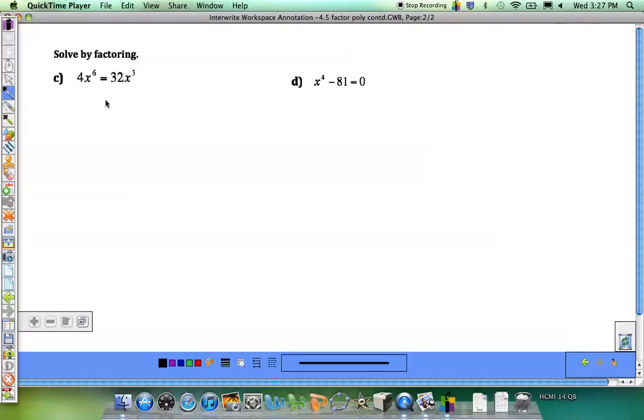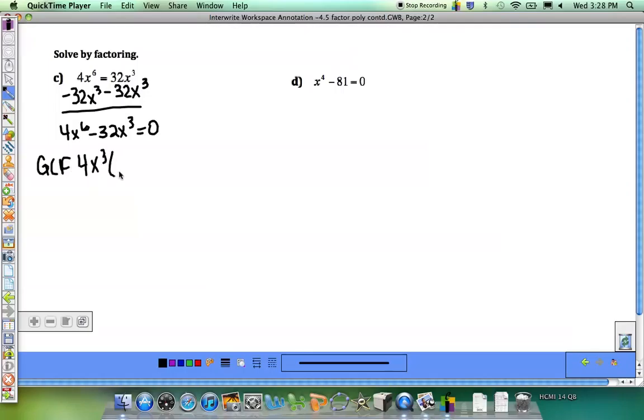On example C, we're actually going to solve this one. So if we're going to solve by factoring, we're going to want to set it equal to 0 first. So we're going to minus 32x cubed over. So I'm going to have 4x to the sixth minus 32x cubed equals 0. Take out my GCF, which is 4x cubed. That will leave me x cubed minus 8.